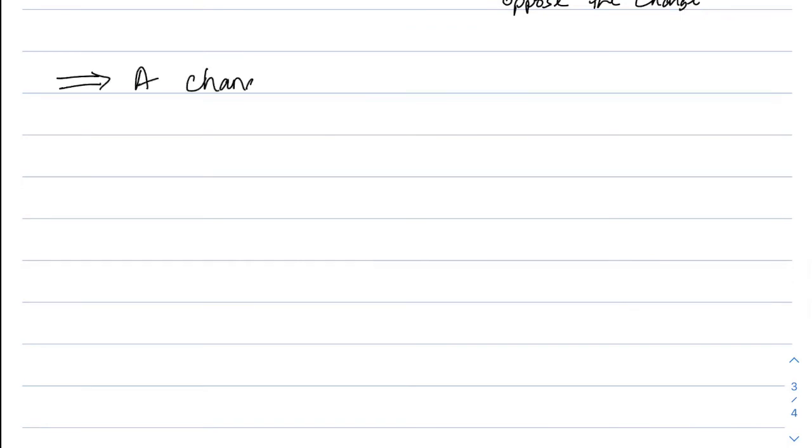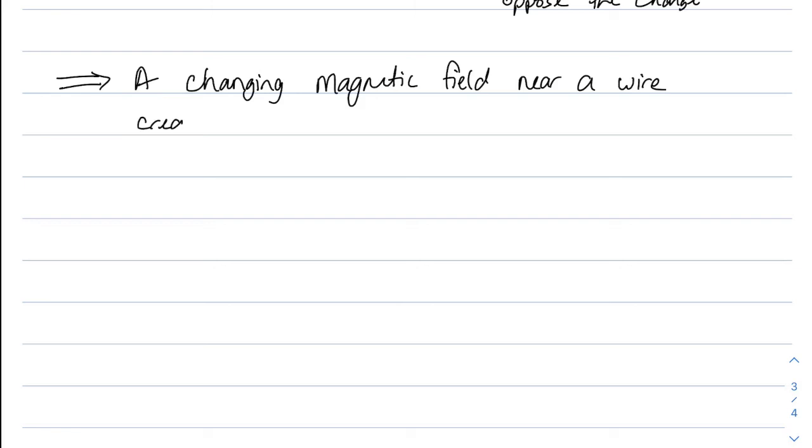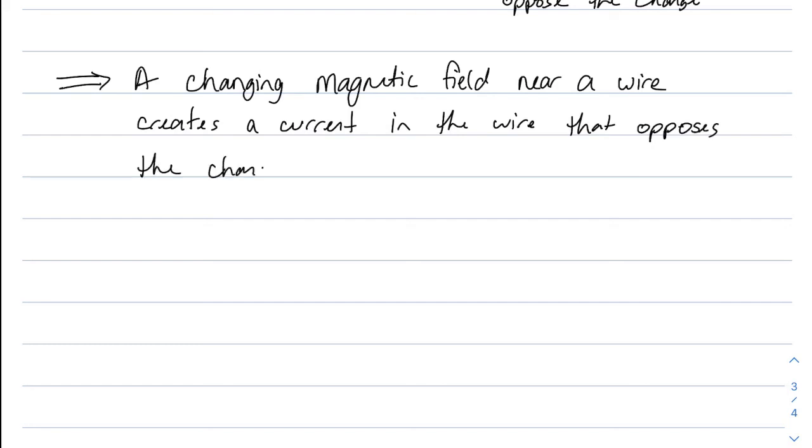A changing magnetic field near a wire creates a current in the wire that opposes the change in the magnetic field. Whoops, I still can't spell, guys. So that opposes the change in the magnetic field.